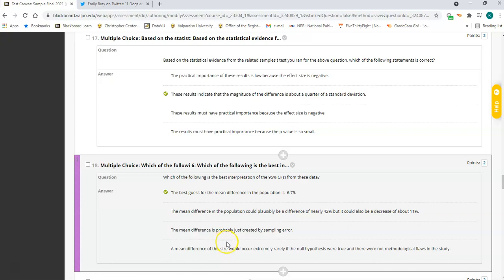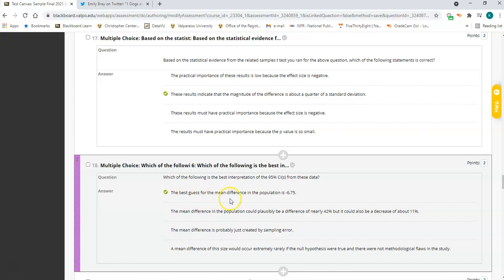The mean difference is probably just created by sampling error. That's not something that a confidence interval tells you. That's something you look at for a p-value. The mean difference of this size would occur extremely rarely if the null hypothesis were true and there were no methodological flaws. This is also something that a p-value tells you, not a confidence interval. So by eliminating these, you know this is right, but this is maybe a different interpretation of a confidence interval that you've seen. Normally I say it's a range of plausible values, which is true, but here is another good one.